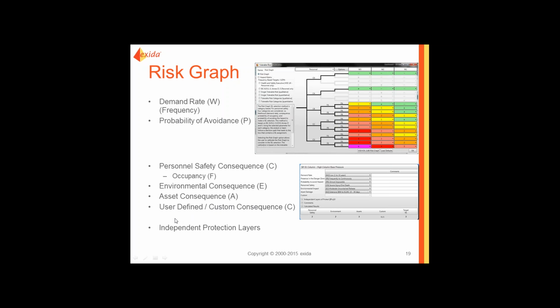And then you look at the independent protection layers that you have in place currently that are non-SIS related. And generally speaking, as a rule of thumb, you would expect each layer of protection to provide you with at least a risk reduction factor of 10. That's the general rule of thumb.